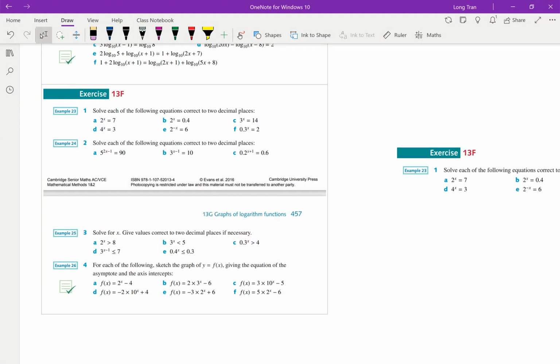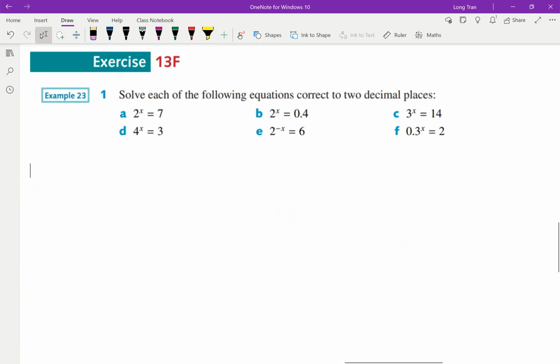Let's have a look. 13F, you've got some exponential problems here. Your goal is to find x. So here I have 2 to the power of x equals 7. I want to find x. Just like how you always normally do it with other inverse operations, I want to get rid of that 2. How do I get rid of that 2? What would I have to do?